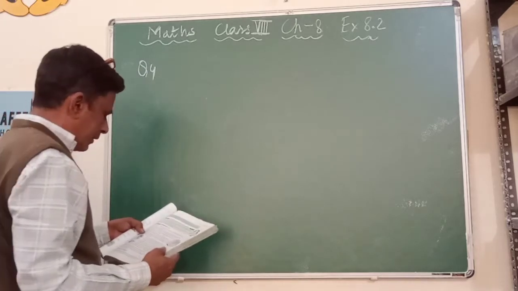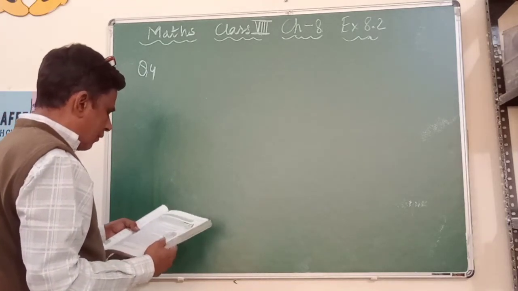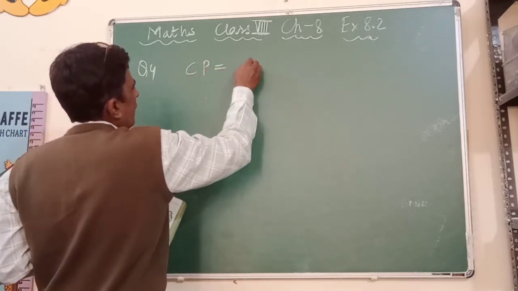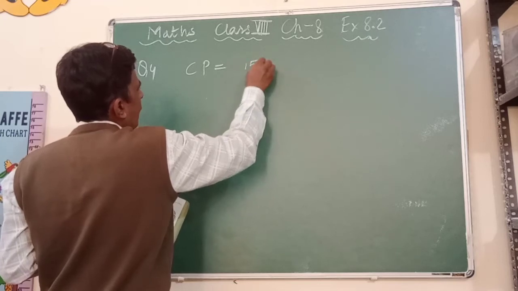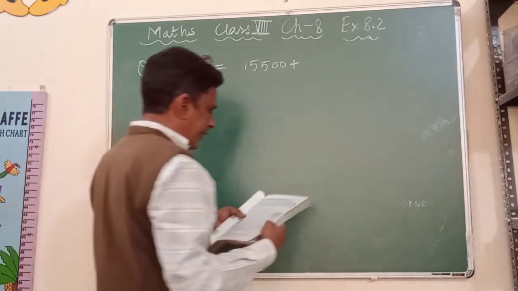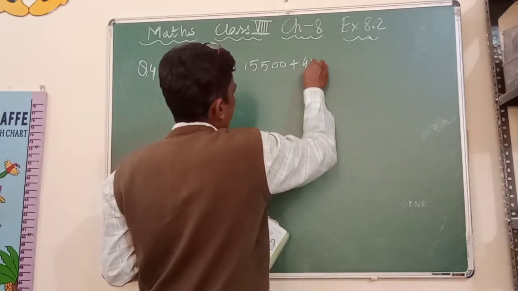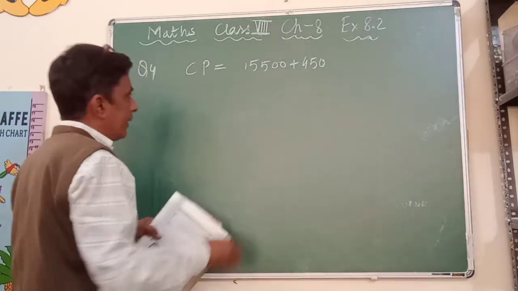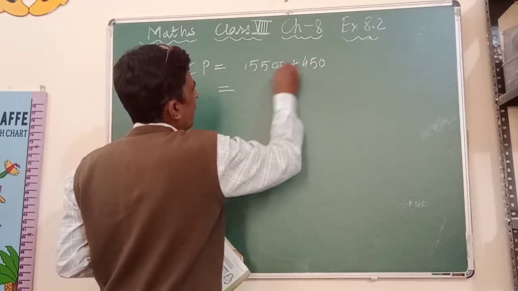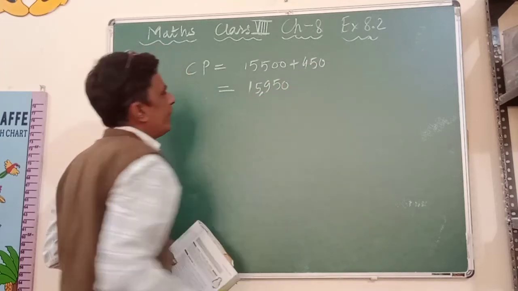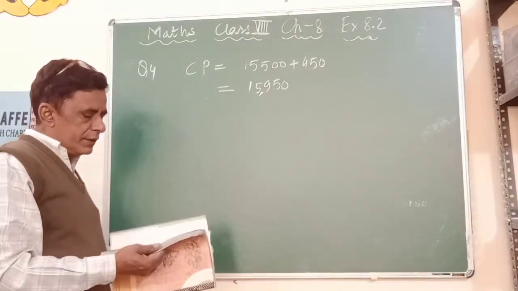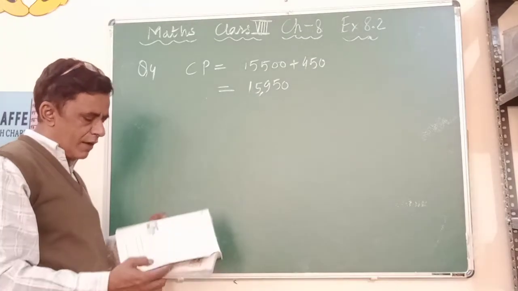Question number 4. The cost of an article was 15,500, and 450 were spent on repair. We have to add these two numbers. 15,950. In this question we use the formula given at the end of this chapter, you can check there.